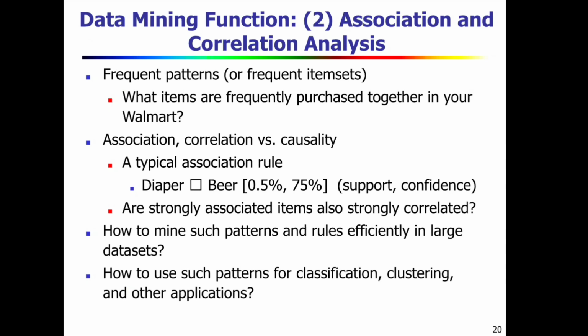They analyze the purchase history and see which are the frequently bought items. Like if a person purchases milk, definitely he'll purchase some bread. So bread and milk are kept side by side so that a large number of sales can happen. This is a kind of association: relating things logically. Association and correlation are important functions of data mining that you will learn. The question is how to mine such patterns and rules efficiently in large data sets, and how to use such patterns for classification, clustering, and other applications. Definitely association helps in classification and clustering.